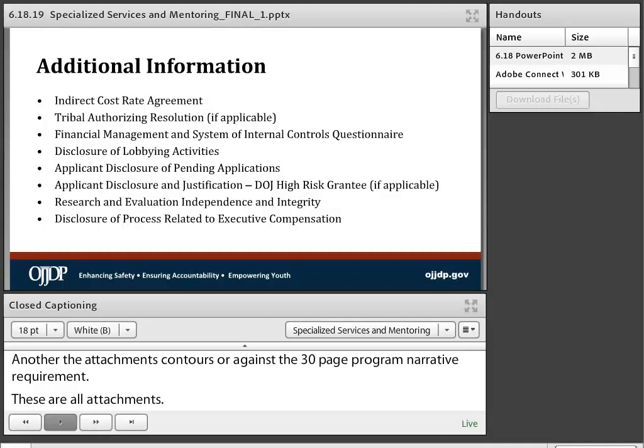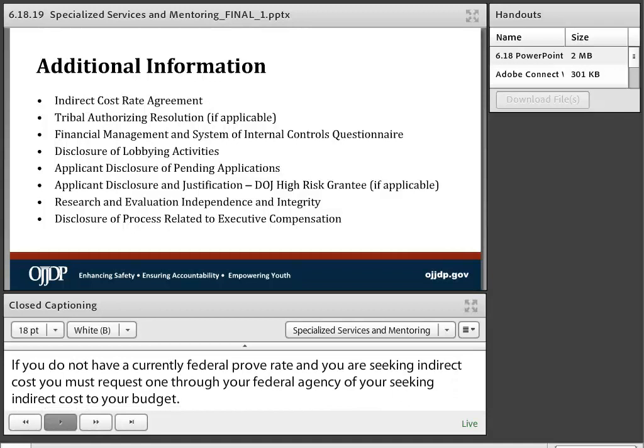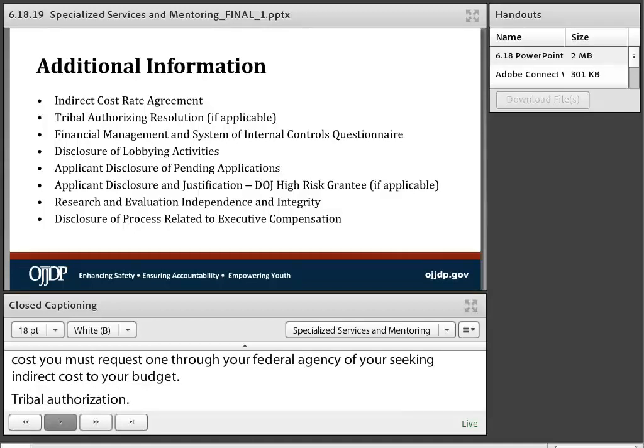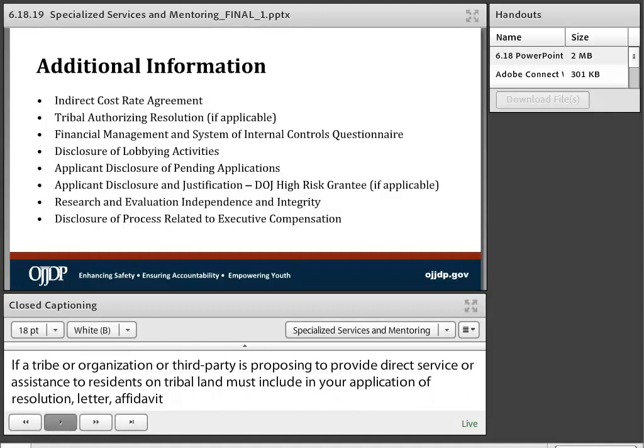Tribal authorization, if a tribe, tribal organization, or third party, if you are proposing to provide direct services or assistance to residents on tribal lands, you must include in your application a resolution, letter, affidavit, or other documentation as appropriate that demonstrate that you have the requisite authority from the tribe or tribes to implement the proposed project on tribal land.